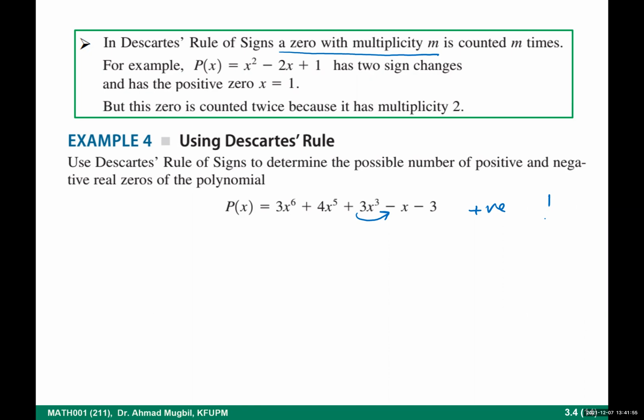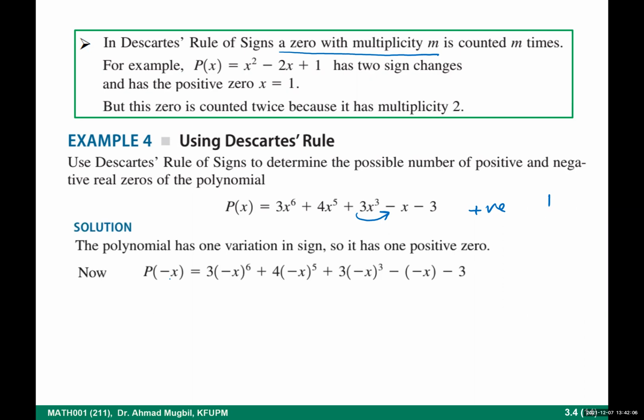Okay. Now, what about the negative? 3 or 1. How do we know that? You need to replace x by negative x. The terms with even power stay the same, and the ones with odd power will change. So we now have 3 variations. This means we have how many negative real zeros?